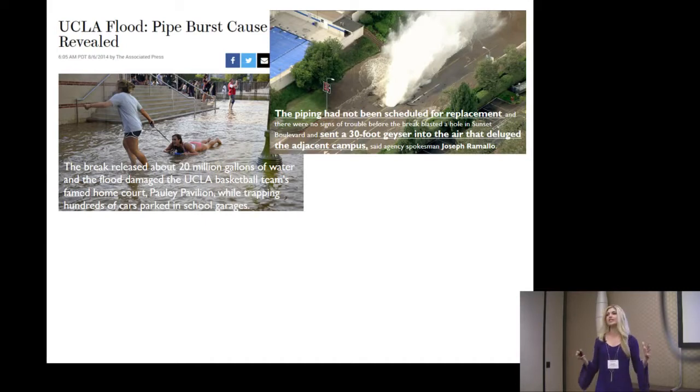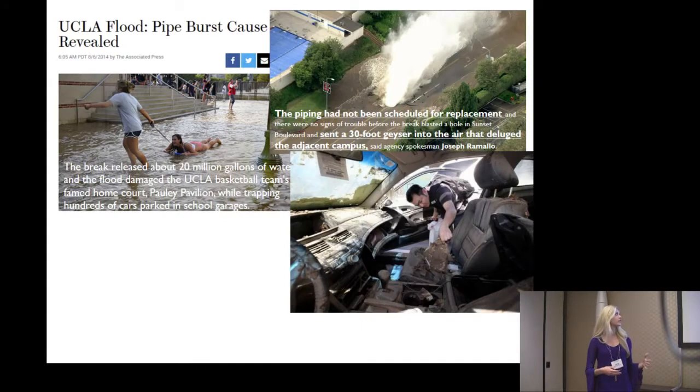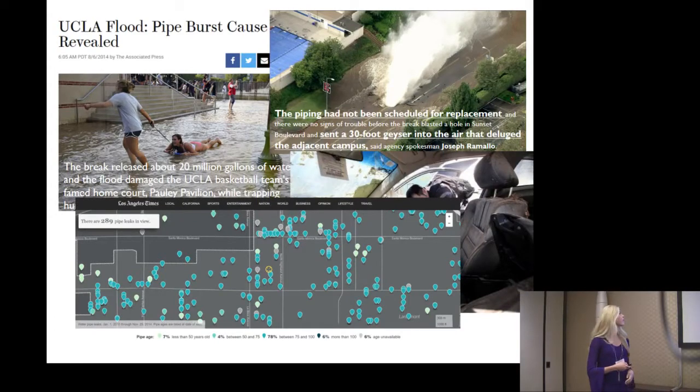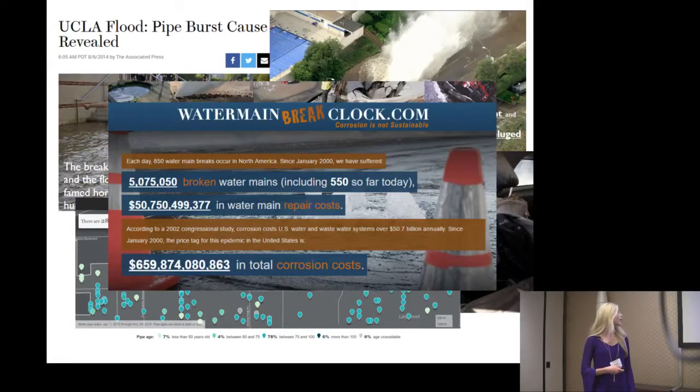Pipes bursting, cities blowing up quite literally because of different main breaks. And here's a picture of some of the cars that were damaged in the UCLA flood. Here's a website. Los Angeles Times is actually allowing students, not just students, allowing anyone to record leaking pipes or pipe breaks because it's such a prolific issue in the city of Los Angeles. But main breaks are not just in Los Angeles. So again, this is a systems level problem that our students are going to have to address.